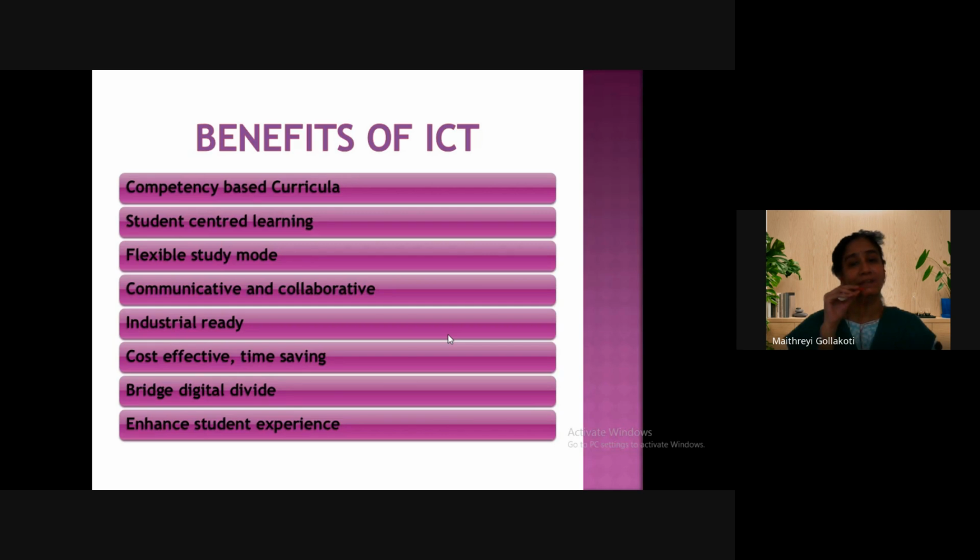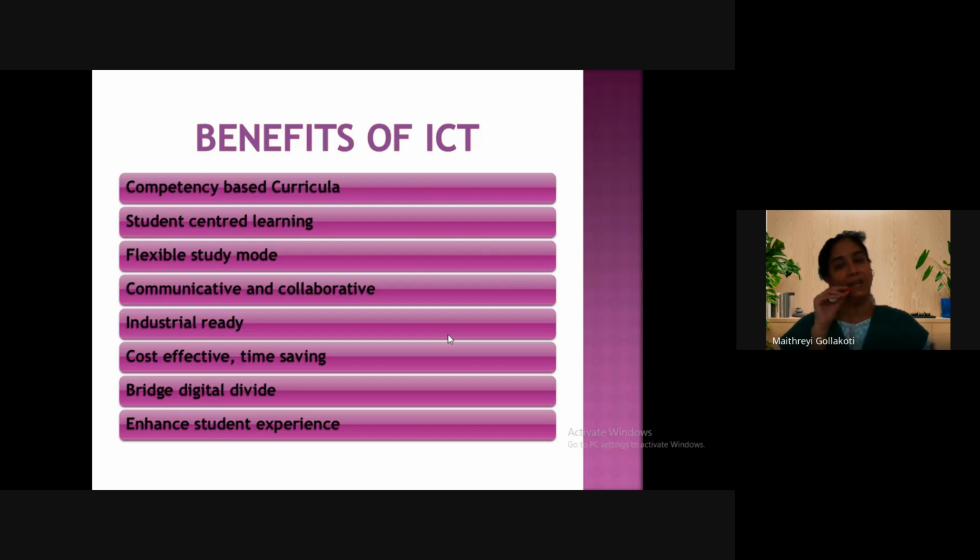Next is student-centered learning. In ICT, the student has the main role. The student is responsible for his or her own education. So that is why this type of teaching concentrates on the student. Flexible study mode. I have already explained this. Flexible means anytime. Whenever the student is ready, whenever the student has the mood to study, they can study through ICT.